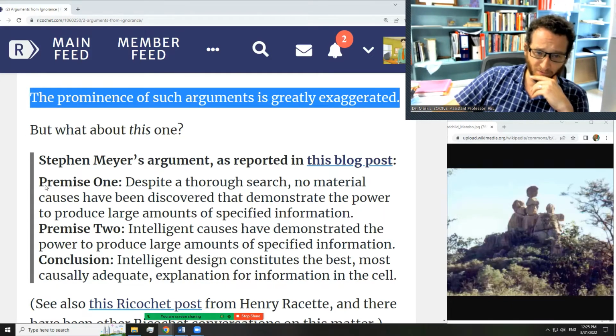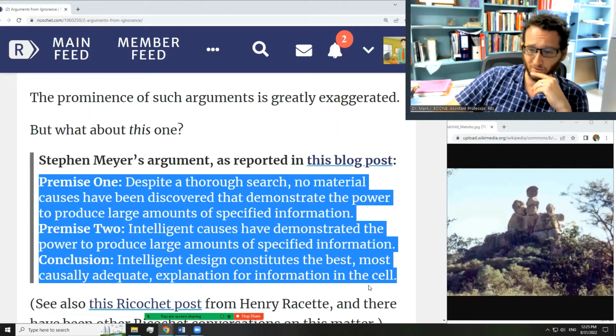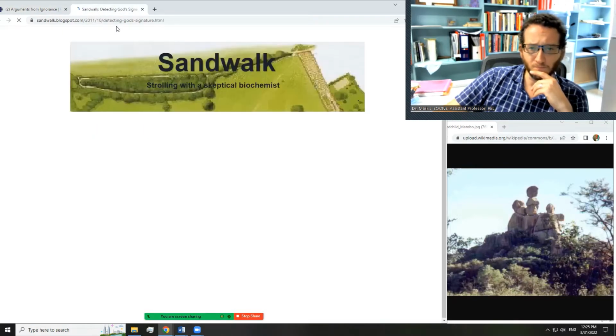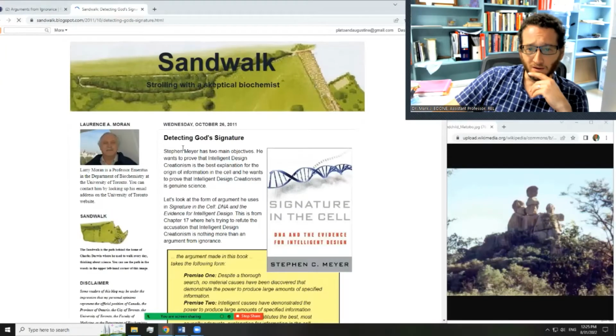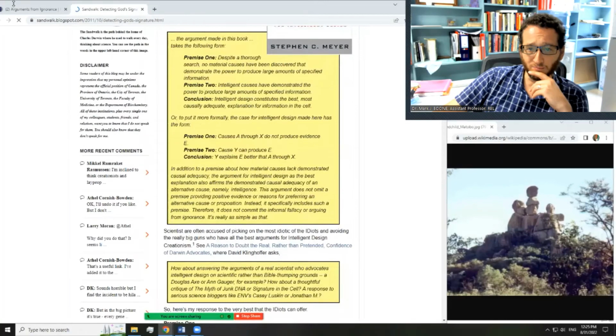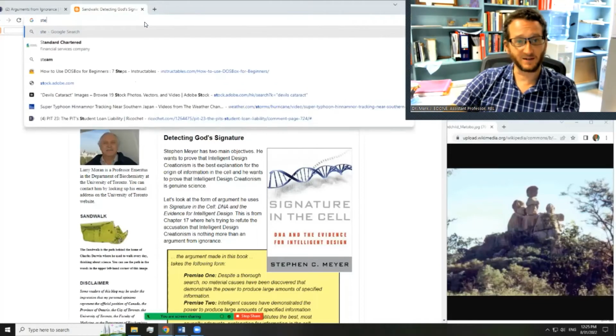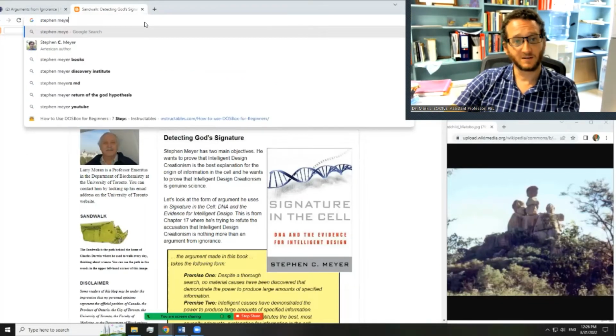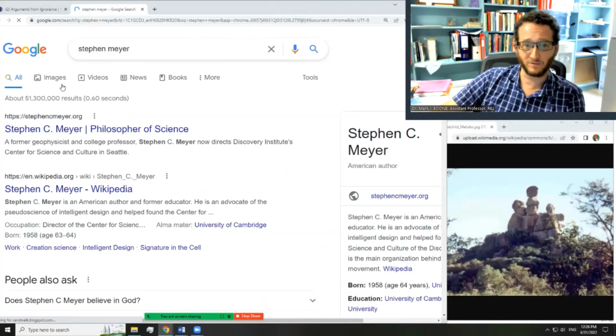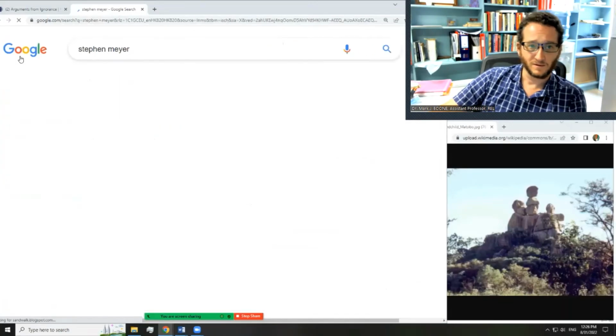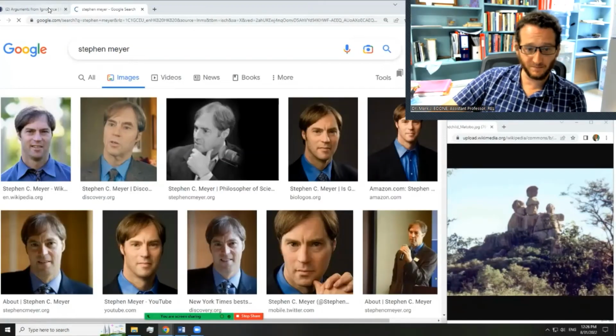What about this one? This is Stephen Meyer's intelligent design argument. Here's a blog post I linked to that presents an argument from Stephen Meyer in his intelligent design case. I suppose I better pull up a photo of Stephen Meyer. Stephen Meyer looks like that.